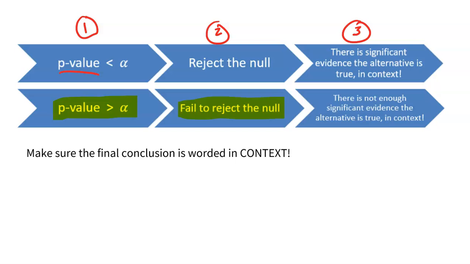Do not say the null is true. Don't ever say the null is true. We just don't have evidence to say our alternative is true. That's the key to making a very good conclusion worded in context.